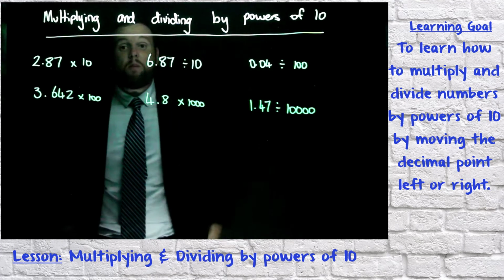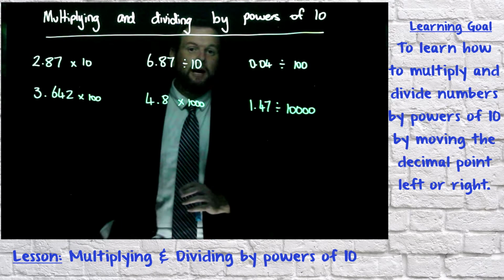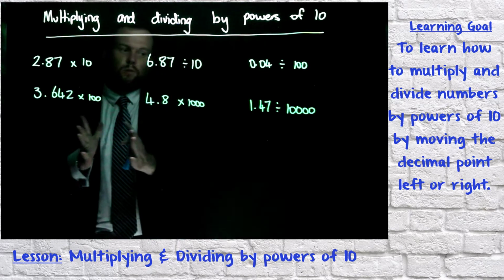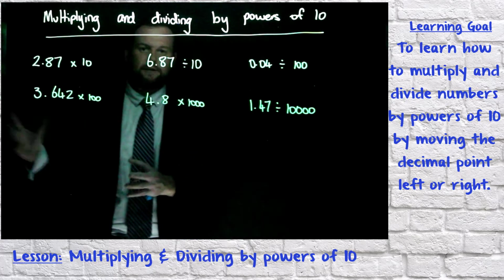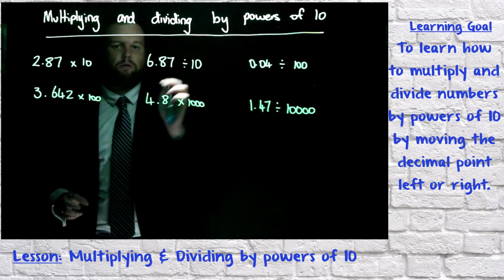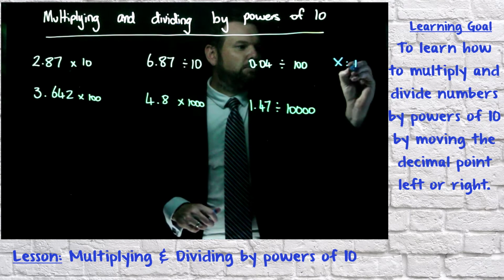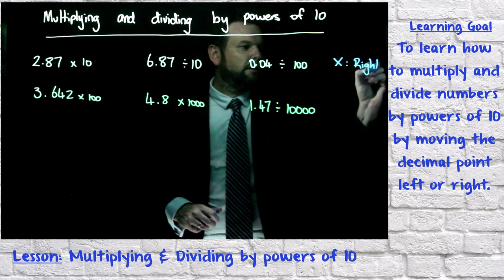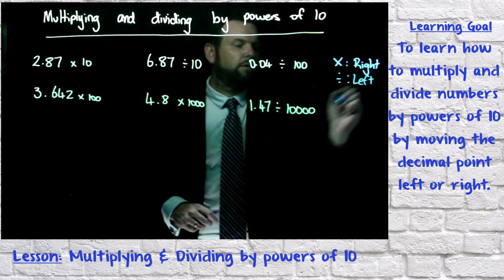Okay guys, so today we're multiplying and dividing by powers of 10. Now when we multiply and divide by powers of 10, basically what we're doing is we're shifting the decimal point either to the right or to the left, depending on what operation we're performing. So when we multiply, our decimal place needs to move right. When we divide, our decimal place needs to move left.